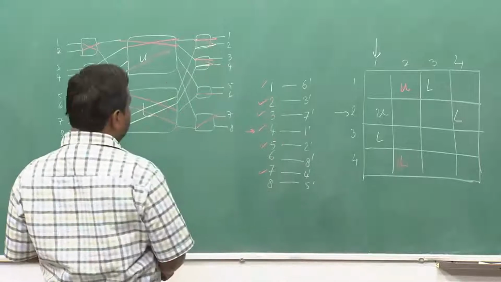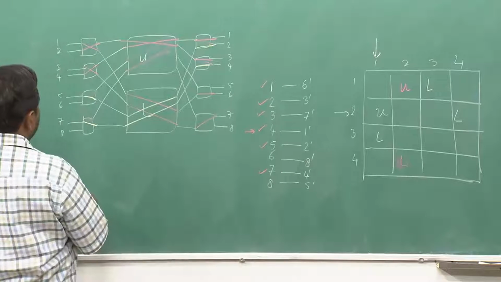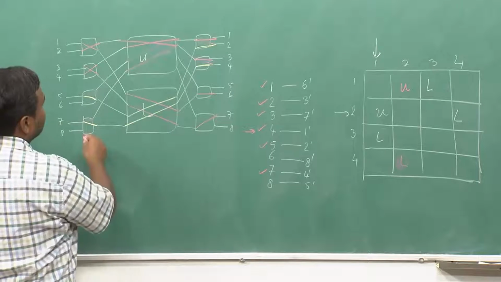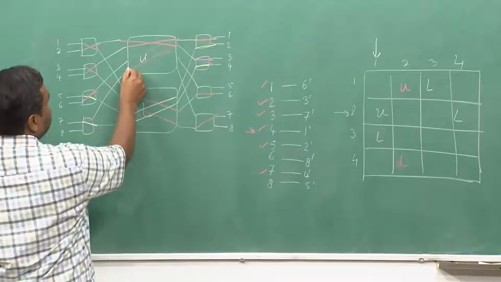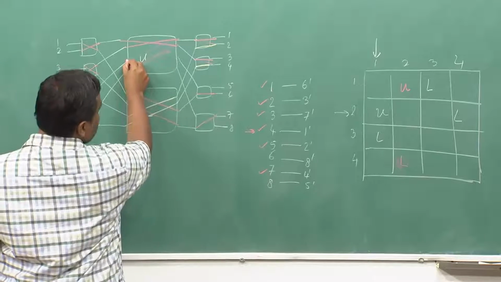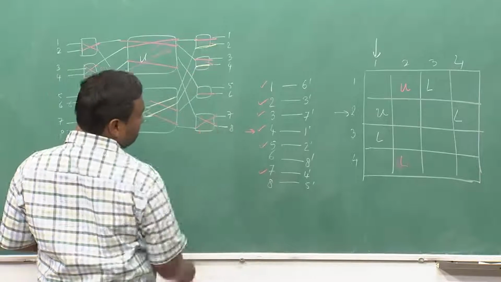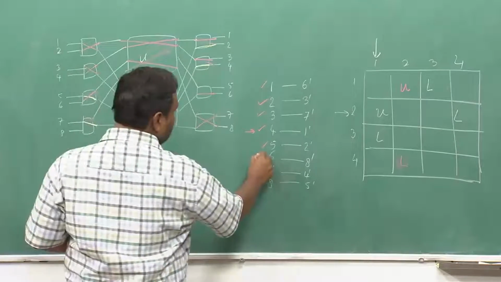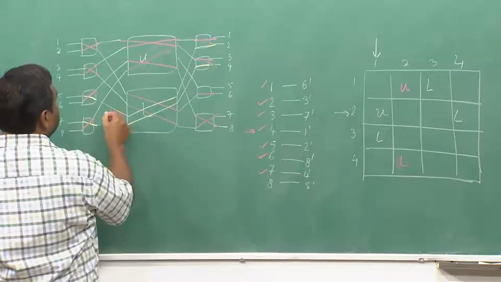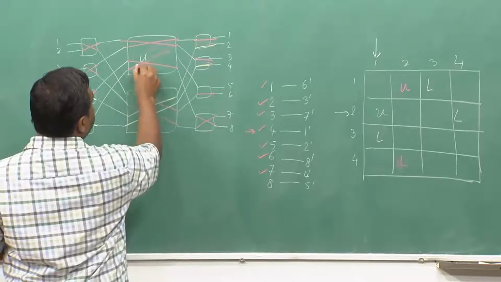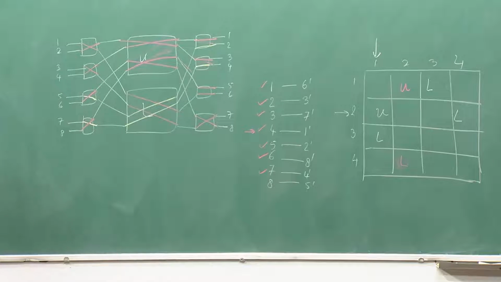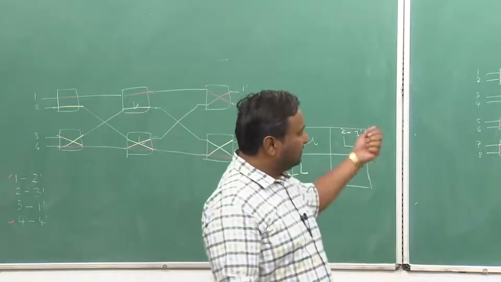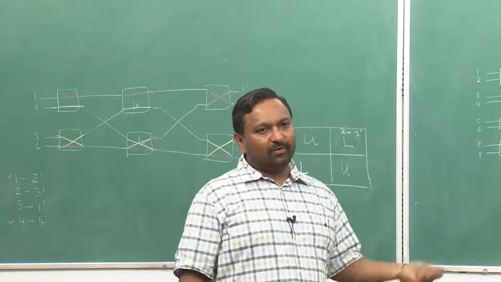Then 6 to 8 prime, let me see if I can do it. Yeah, it was possible, and 8 to 5 prime, I could do the connection. So you can see 2 times I have done the rearrangements and I have used the Paull's matrix. The same thing you could have solved using a looping algorithm also.